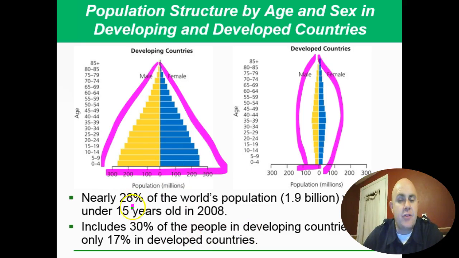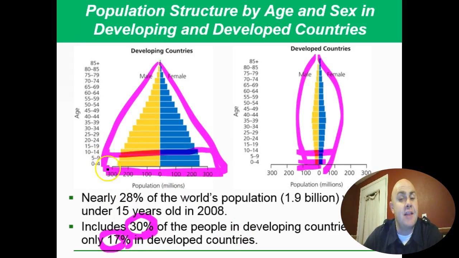Of that 28%, 30% of those come from this type of pyramid. Only 17 come from this type of pyramid. And so you can see that the majority of those kids that aren't reproducing yet are from countries that suggest that they're going to have lots of babies. And so that's why we know that the population is going to grow significantly over the next period of time.